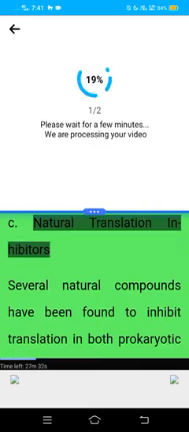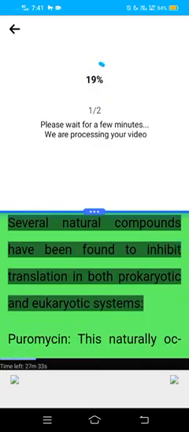C. Natural translation inhibitors. Several natural compounds have been found to inhibit translation in both prokaryotic and eukaryotic systems.